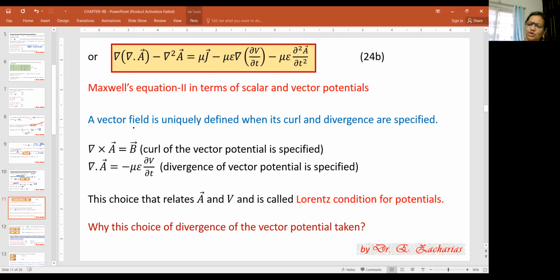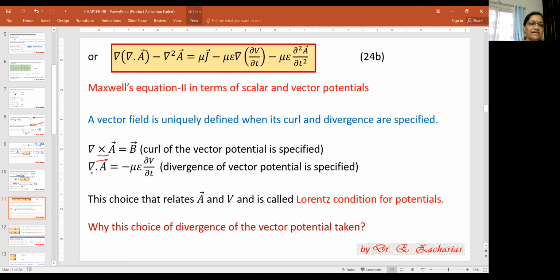So you all know that a vector field can be uniquely defined only when both the curl and divergence are specified. This comes from mathematics. A vector field is uniquely defined only when both the curl and the divergence are specified. Have we specified the curl? Yes, we have already specified the curl. B is equal to del cross A. It's already specified. Now let us attempt to do the same for divergence also.